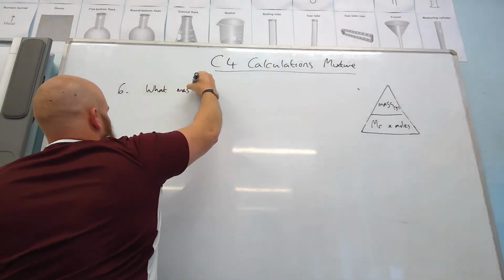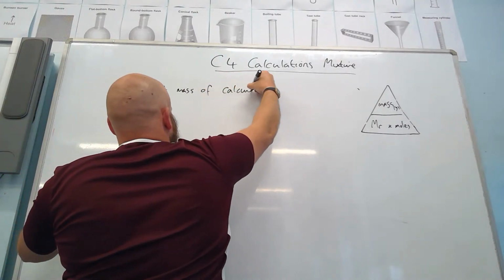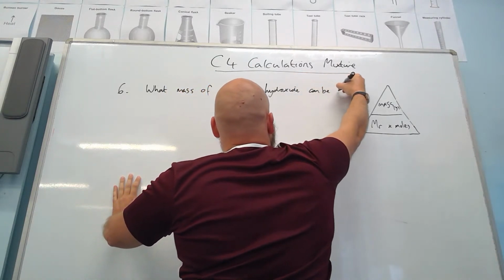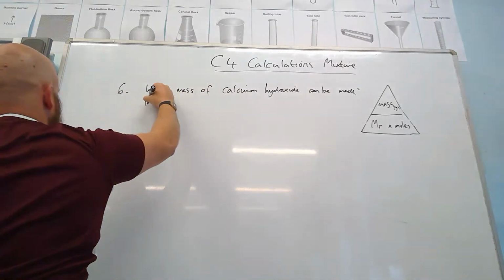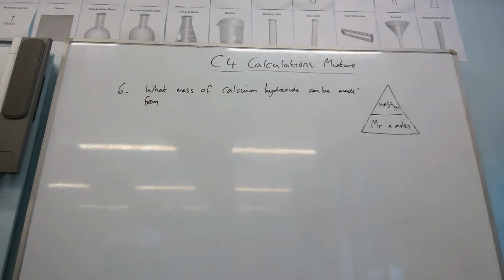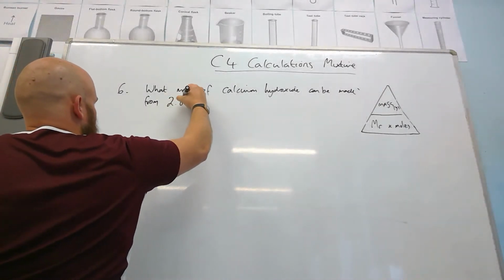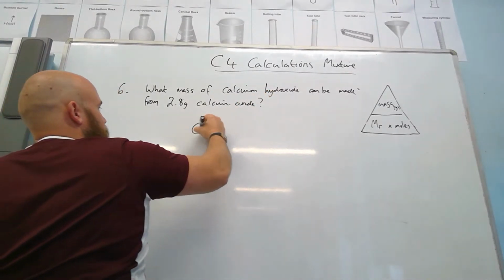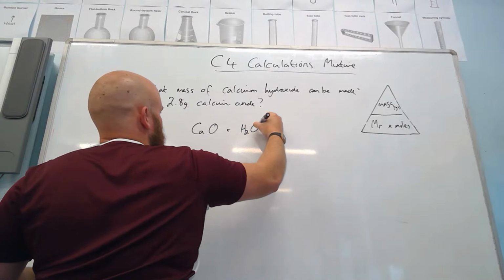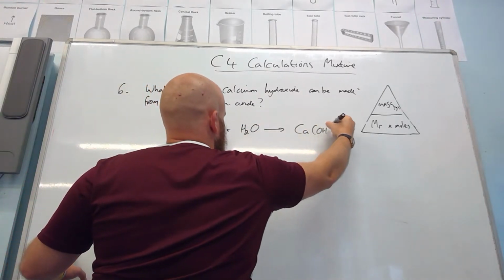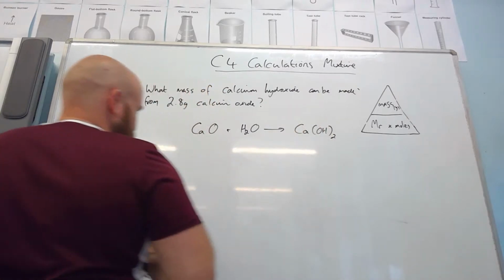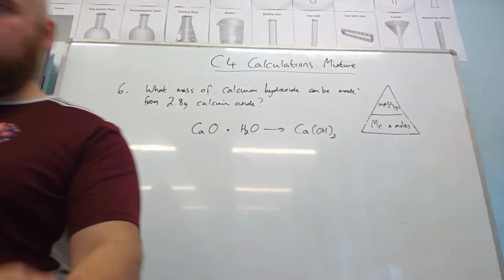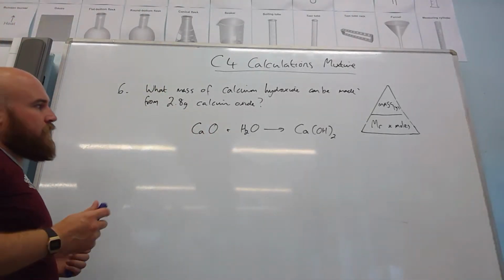What mass of calcium hydroxide can be made from 2.8 grams of calcium oxide? So the equation is that. Okay, so again, exactly like we did with questions 3 and 4, we're going to ask, what are you trying to figure out?